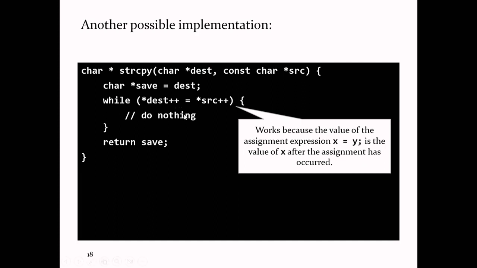Now what is this thing doing? While *dst++ equals *src++. So what exactly is this doing here? I'm pretty sure you've never seen this type of condition before.